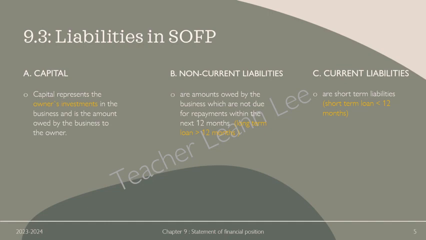Since we already covered the asset, now we go to the liability. As we say, SOFP consists of asset and liability. Liability has three categories. The first one is capital, the second one is non-current liability, the third one is current liability. Why is capital grouped under liability? Because we see things from the company's point of view. The company and the owner are separate entities. So the company is company ABC Sdn Bhd, and Leanne and Mary are the shareholders of this ABC company.